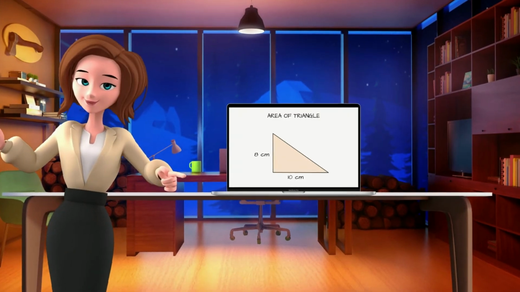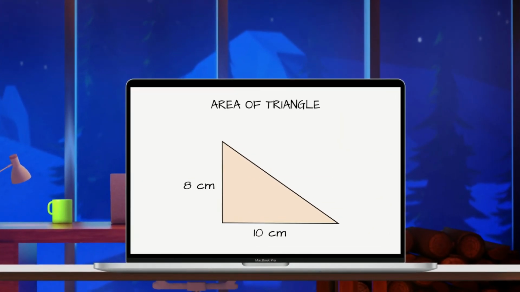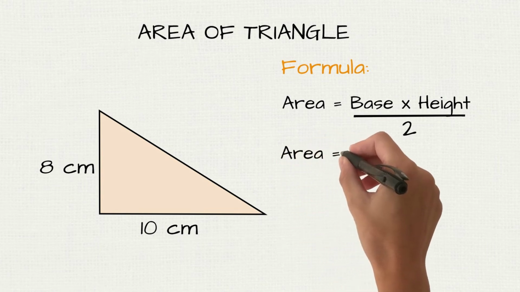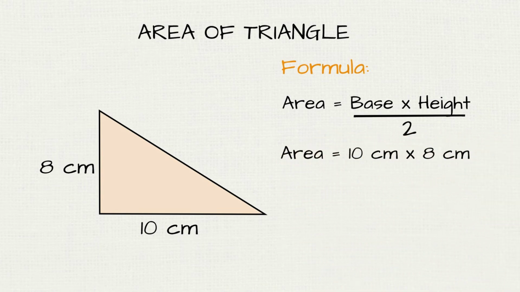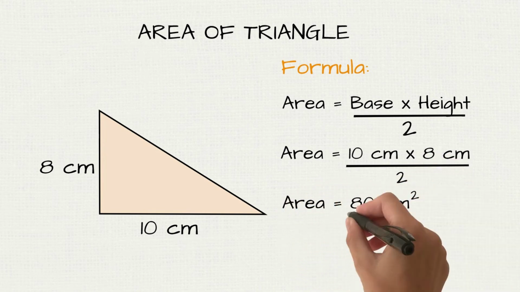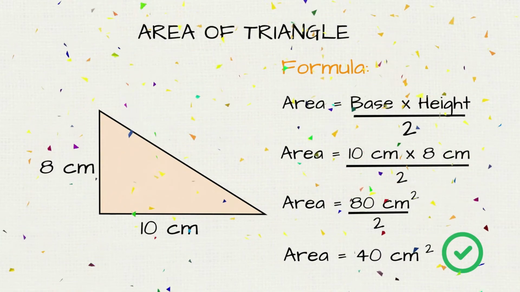So let's say we have a triangle that has a base of 10 centimeters and a height of 8 centimeters. All we have to do is multiply them together and then divide by 2. Let's try it. Area equals 10 centimeters times 8 centimeters, divided by 2. Area equals 80 square centimeters, divided by 2. Area equals 40 square centimeters. Well done!